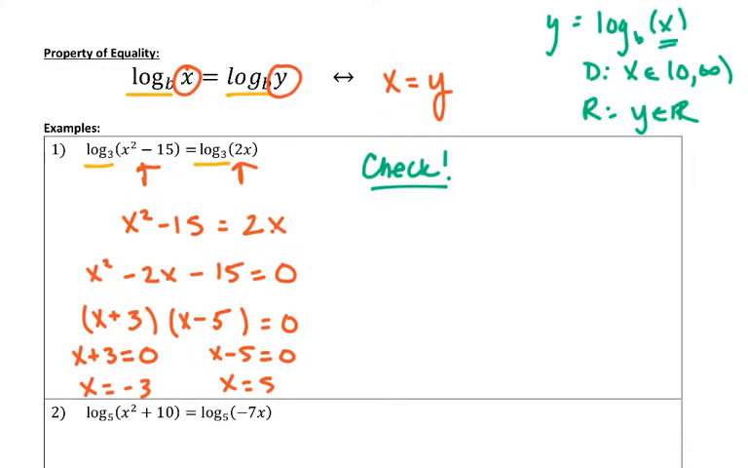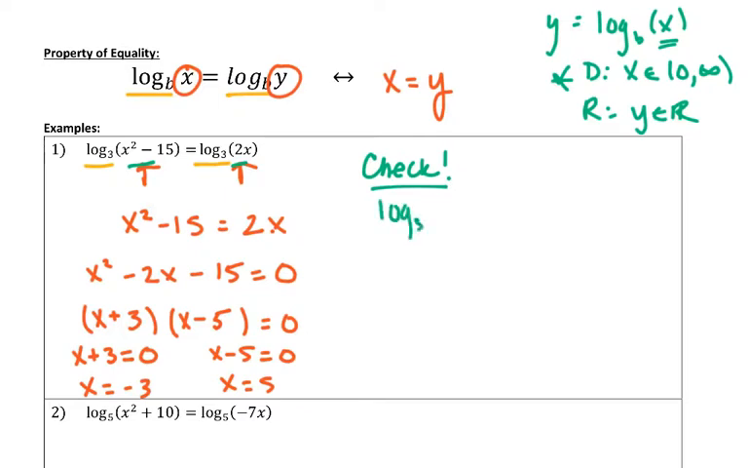So this number is not allowed to be negative because that's what we found when we graphed it. You'll never have a negative x value. And because of that, when you go to check it, you have to make sure that you're not plugging a negative value into these logarithms.